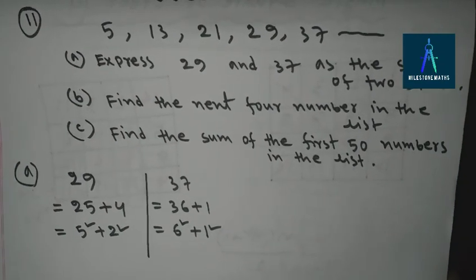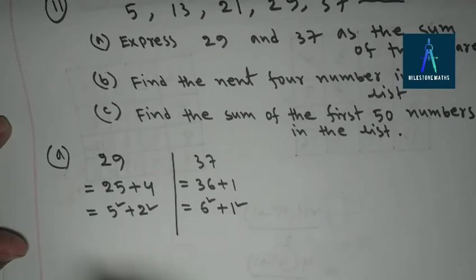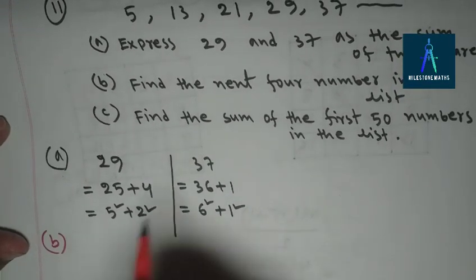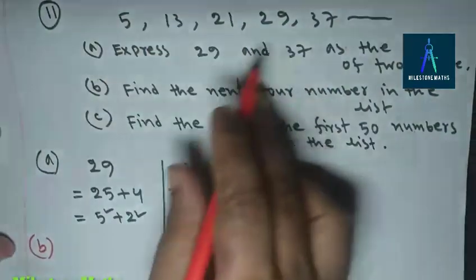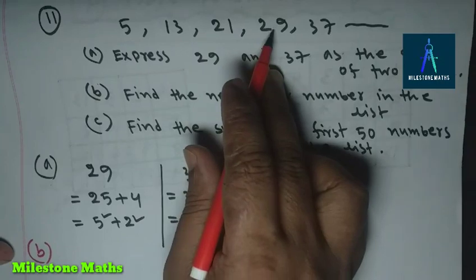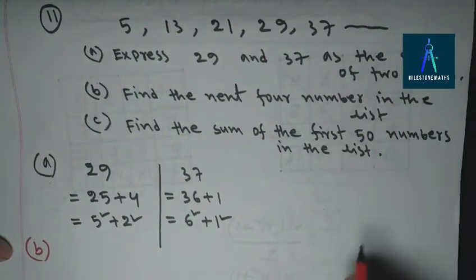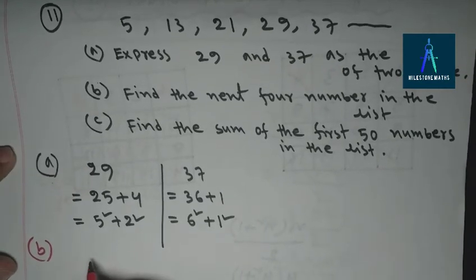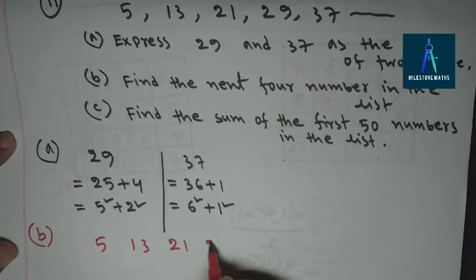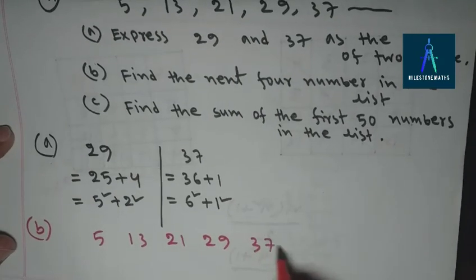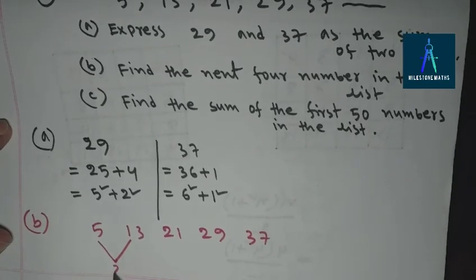Okay students, now I will solve question number B. Question number B is find the next 4 numbers in the series or in the list. So 5, 13, 21, 29, 37, then we have to find out the next 4 numbers. So if I write the series here, 5, 13, 21, 29, 37, every time the difference is 8.